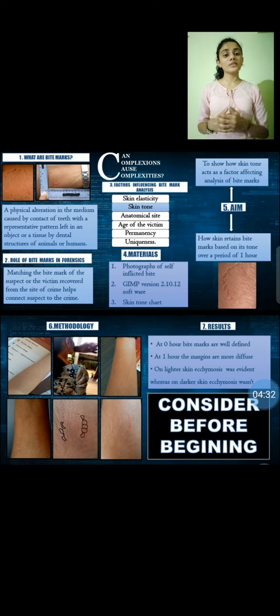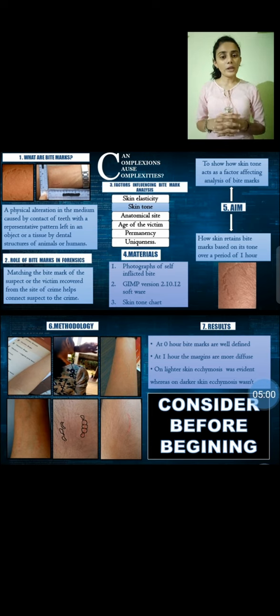After this, we determined some of the lost and the retained features. The retained features of bite marks after an hour included the initial outline of the arch and also the shape of the arch. The incisive bite marks were very well retained. This is mostly because during any kind of infliction of a bite mark, the anterior teeth tend to apply more force as compared to the posterior teeth.